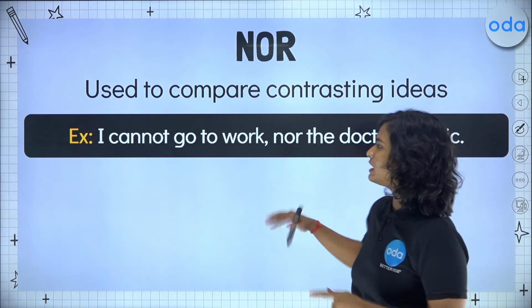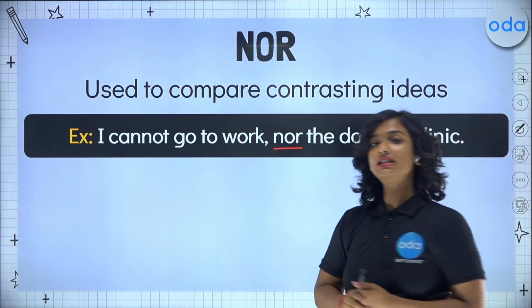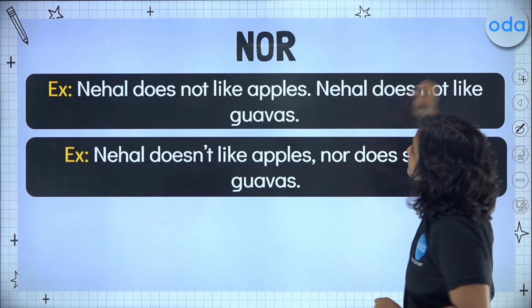Here we use nor to join these two. I cannot go to work nor the doctor's clinic. We can take one more example here.